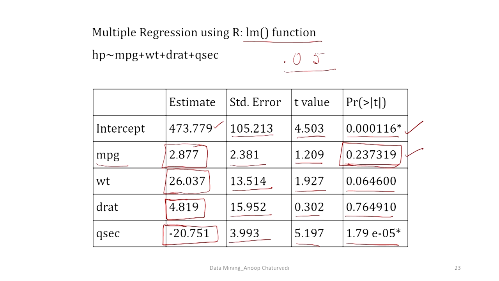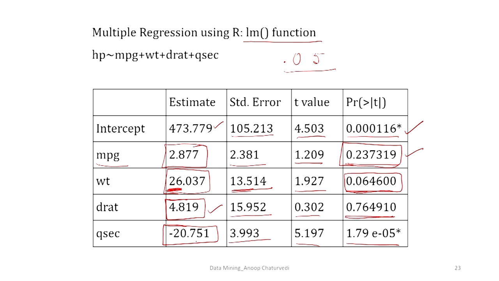Again, the regression coefficient corresponding to WT, although it looks quite large here, 26, has a large standard error also. So, the p value is around 0.064 or 0.065. It is larger than 0.05, and at the 5% level of significance, the coefficient is considered insignificant. So, just by looking at the regression coefficient, you cannot say that the variable has a significant impact. Although it looks quite large, 26, it is not significant. For DRAT also, it is not significant because the p value is quite high.